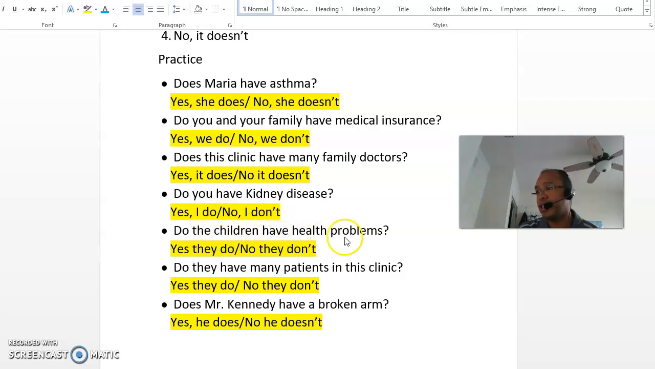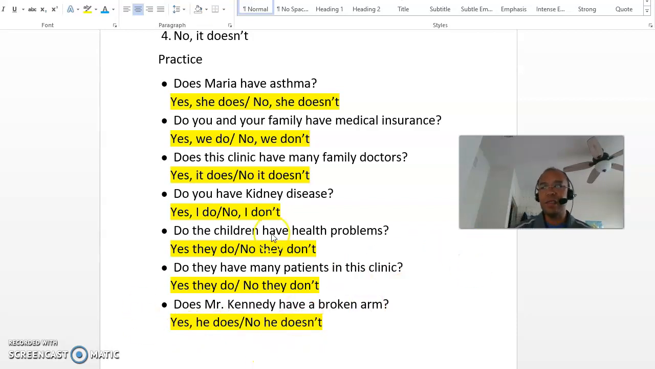Do the children have health problems? Yes, they do. Or you can say no, they don't. Do they have many patients in this clinic? Yes, they do. No, they don't. Does Mr. Kennedy have a broken arm? Notice that Mr. Kennedy is one person, so that's why you say does when you use he or she. Does Mr. Kennedy have a broken arm? Yes, he does. Or no, he doesn't.